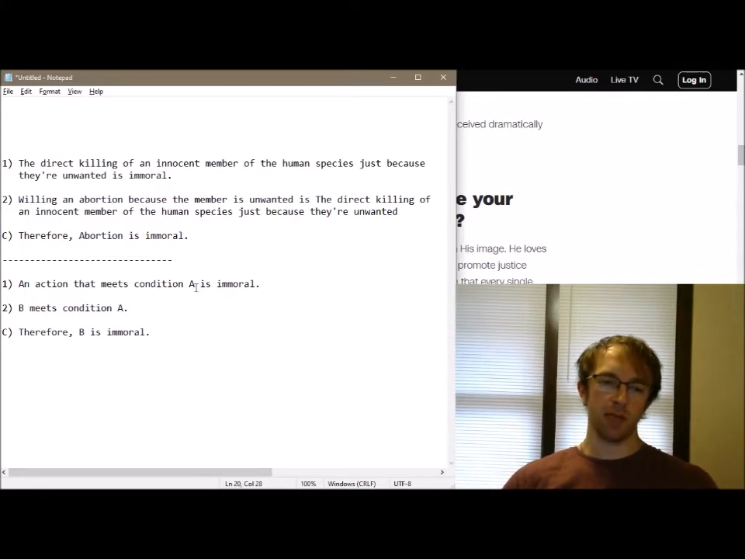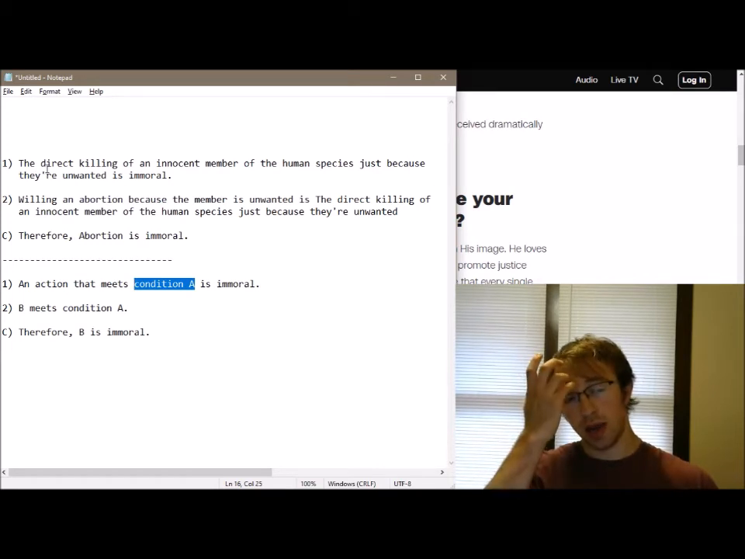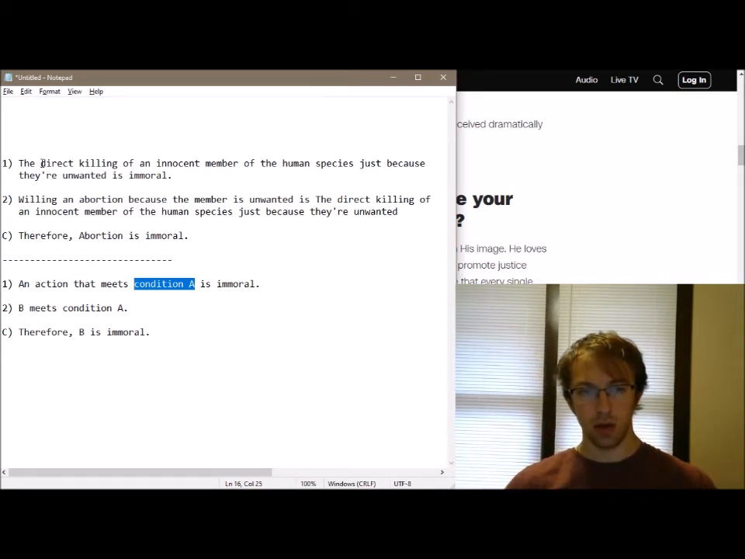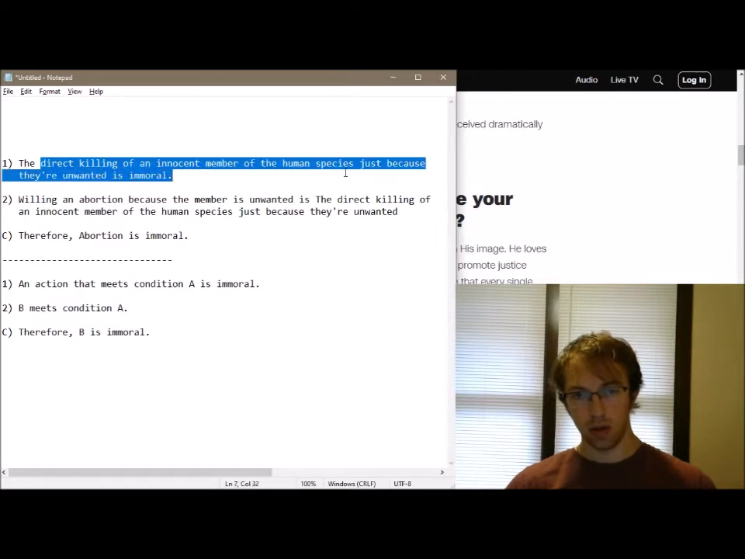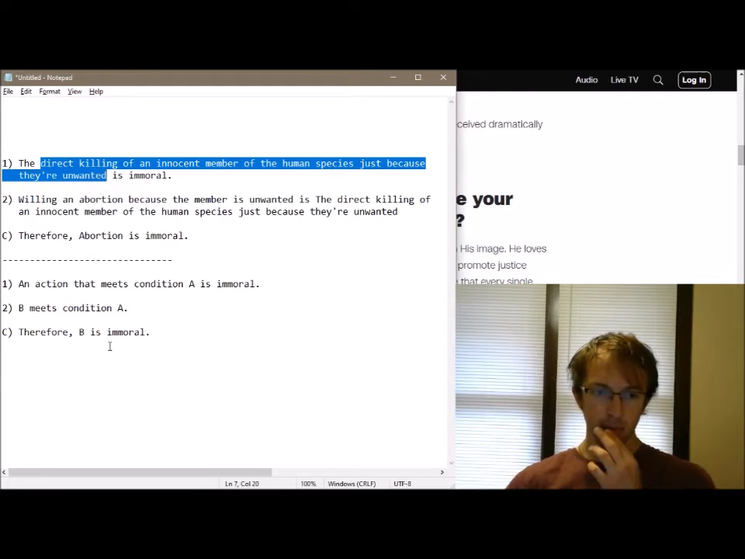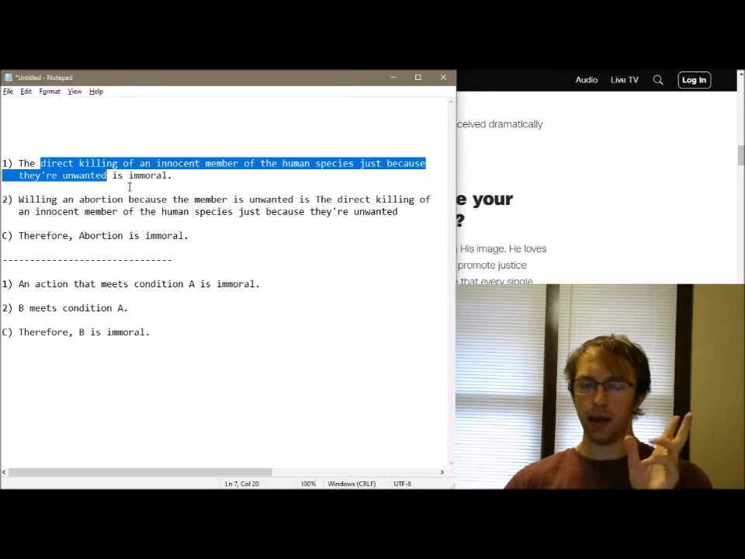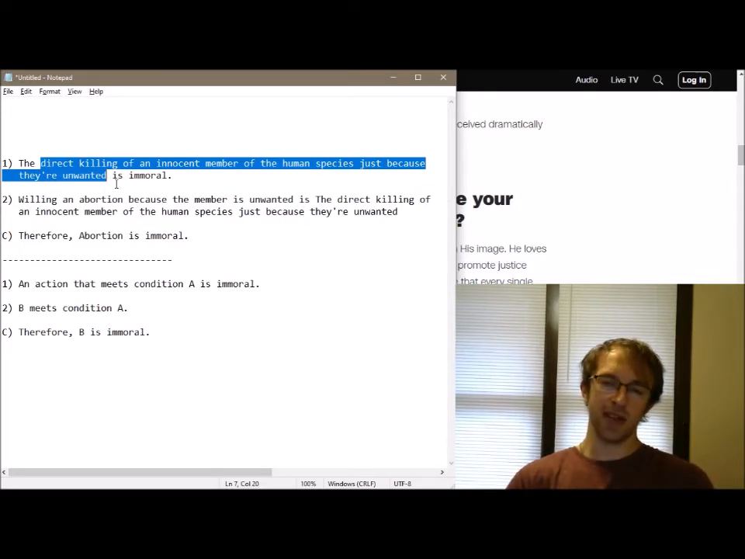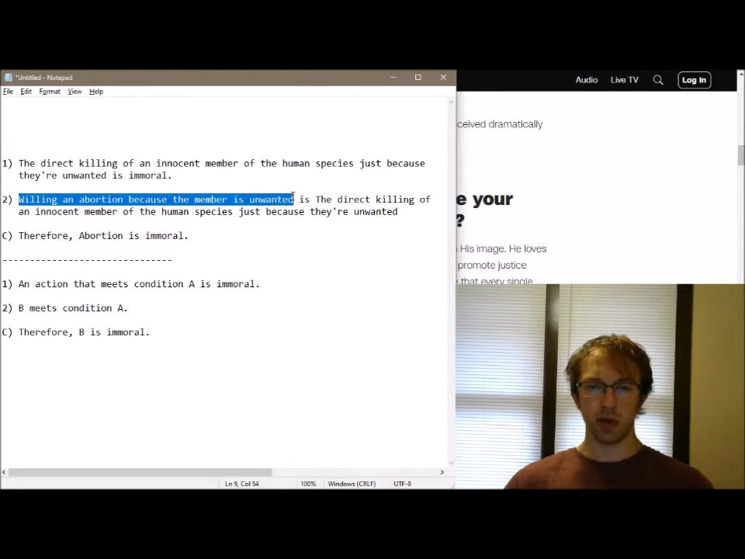How does this work here? First, you want to identify what your symbols are. An action that meets condition A. What is condition A? Condition A is the direct killing of an innocent member of the human species just because they're unwanted. That's what A is representing, okay? Premise 2, and it's saying A is immoral. So what's highlighted is essentially equivalent to A. This is saying that B meets condition A. What is B? B is willing an abortion because the member is unwanted. So we're saying there's an equivalence there, right? That's what premise 2 is saying.